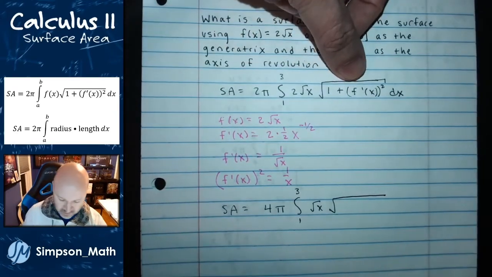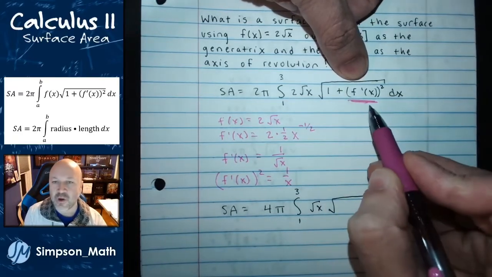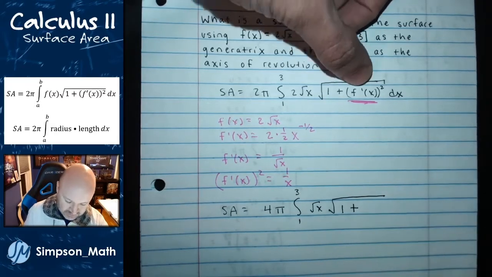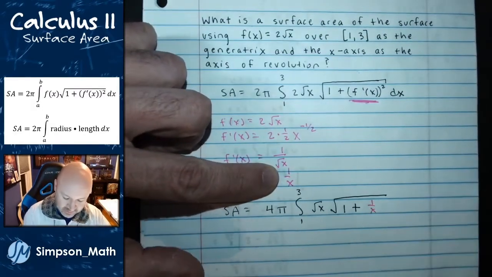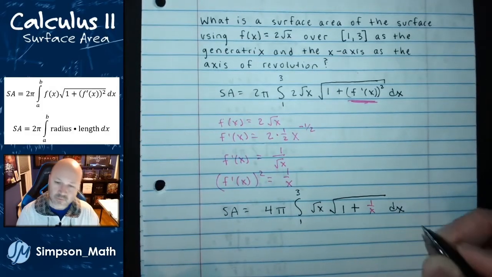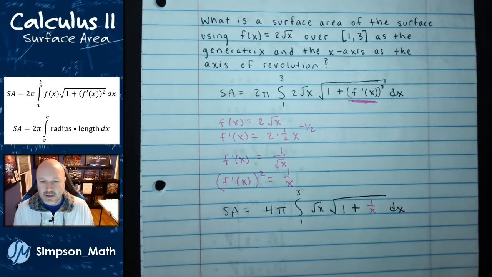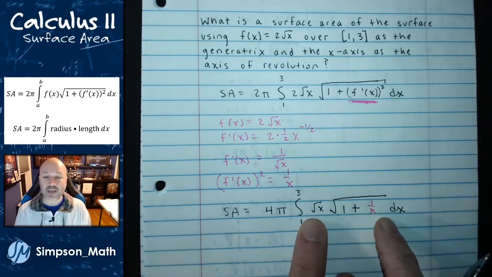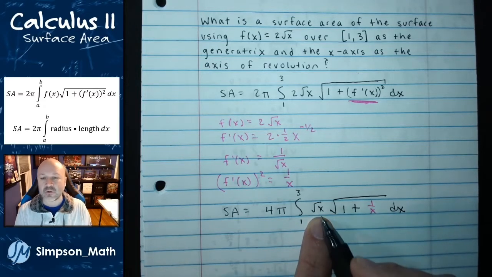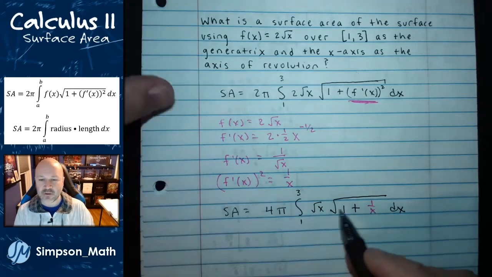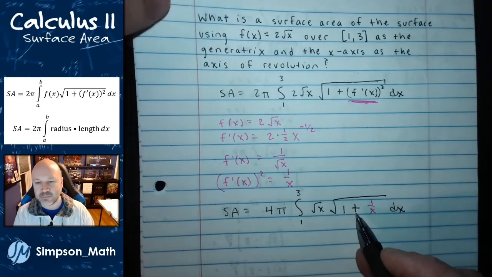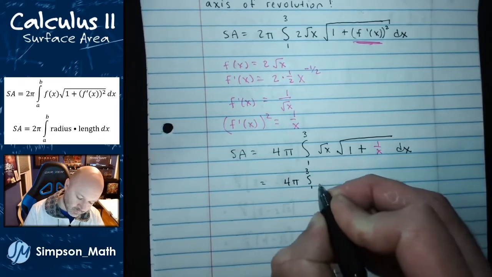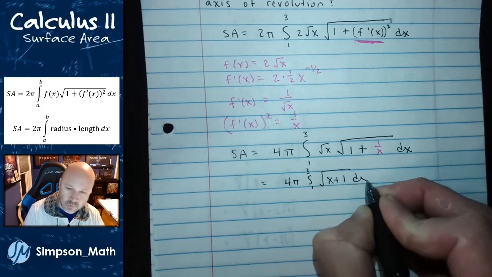And all I did here was find f prime squared. So I'm just going to rewrite my formula. I have 1 plus, and I found that to be 1 over x. Okay. Still need to integrate. I think I can clean this up some more. Because they're both square roots, I can multiply the radicands. So the x can distribute into there. So I have the square root of x plus 1, with respect to x.